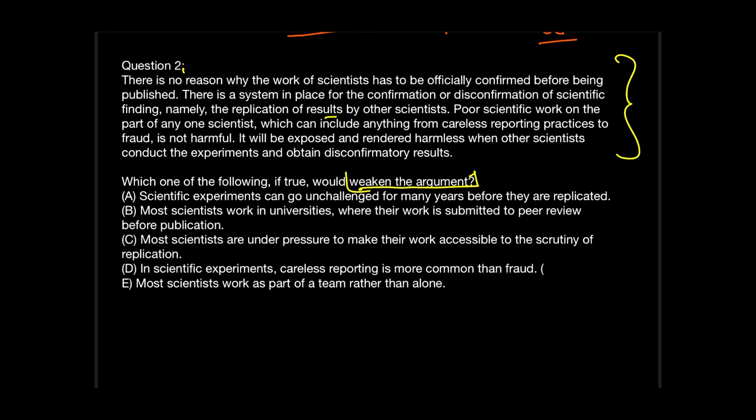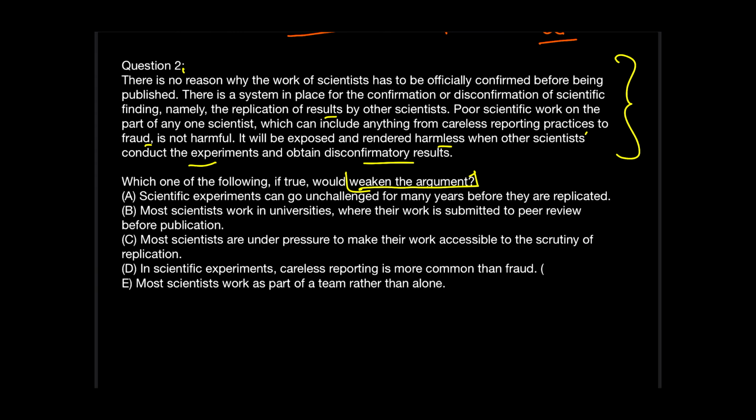Poor scientific work on part of any one scientist, which can include anything from careless reporting practices to fraud, is not harmful. Why is it not harmful? Because the other scientists who will try to replicate the same data will get to see the discrepancies in the data. So it will be known even before publishing. Okay, it will be exposed and rendered harmless when the other scientists conduct the experiment and obtain the disconfirmatory result.